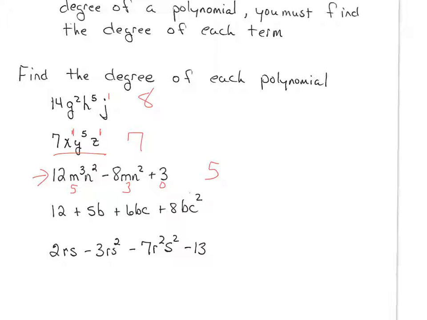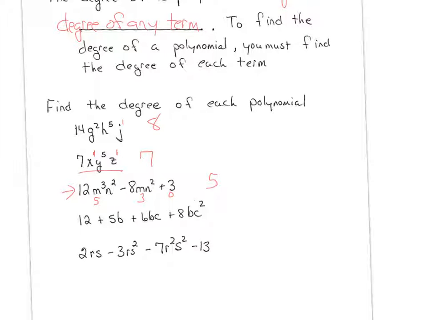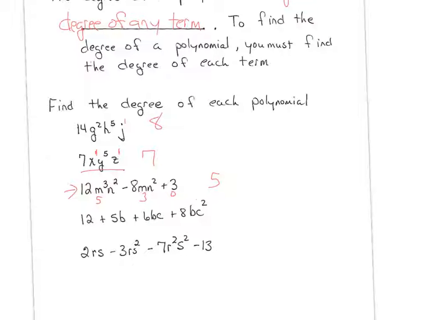Okay, try the next two. The degree of 12, that's 0. Okay. What about 5b? 1. What about 6bc? 6bc has 1b and 1c, so 2. And 8bc squared. 1 plus 2, so it's 3. Good. There's no exponent, one's understood. So what's the degree of this polynomial? It'd be 3. It's the highest.